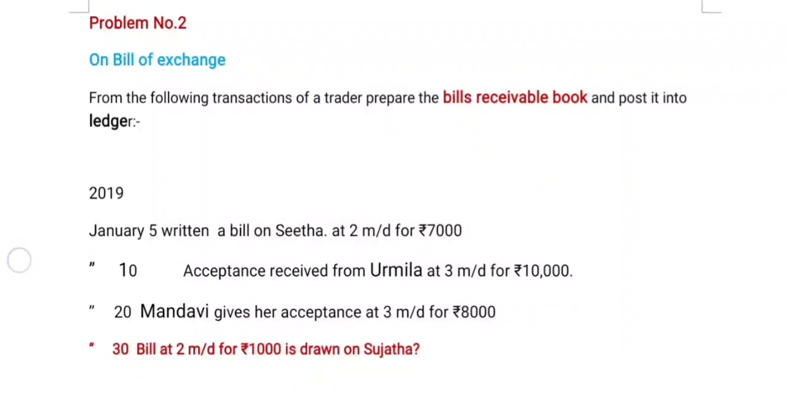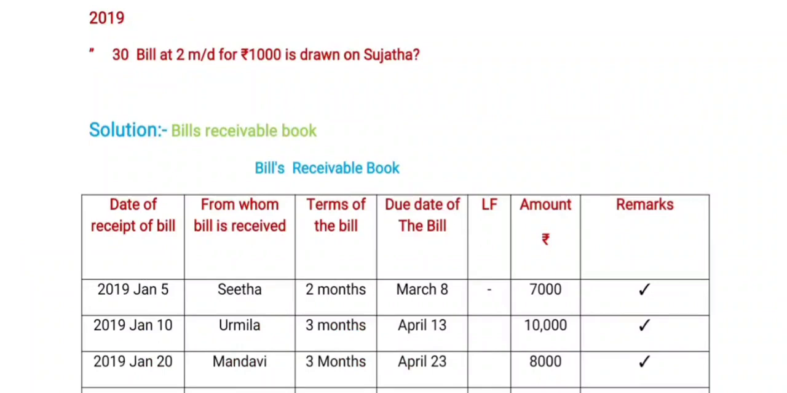30 Jan, bill at 2 months for 1,000 rupees is drawn on Sujata. We are going to the bills receivable book. Here the particular transaction is 2019 Jan 30, bill at 2 months for 1,000 rupees drawn on Sujata. Here clearly defined, the date of the bill is given. It is 30 January 2019. The name of the customer or debtor is Sujata. Now coming to the terms of the bill, it is also clearly defined. It is 2 months. Now we are coming to the due date of the bill. We can find out with the help of the working note. We are going to the working note.